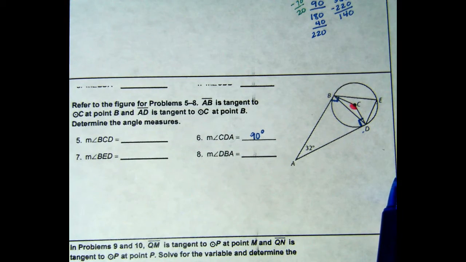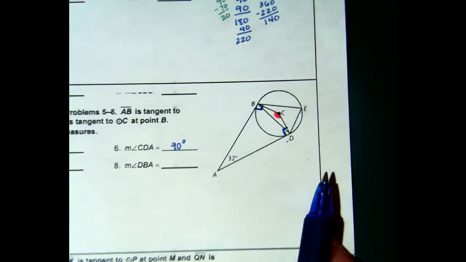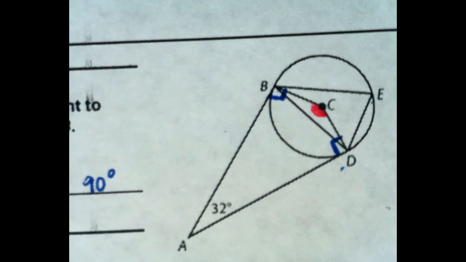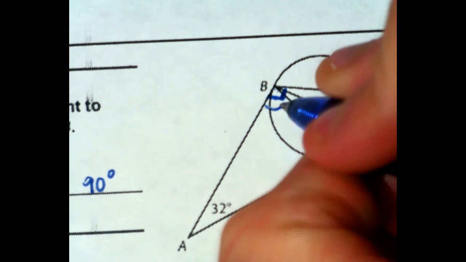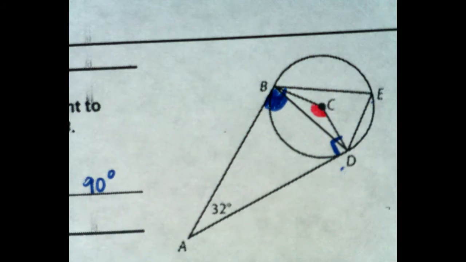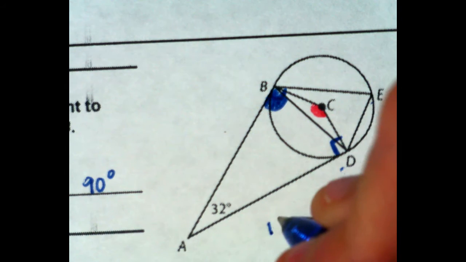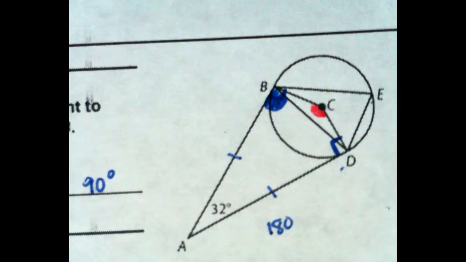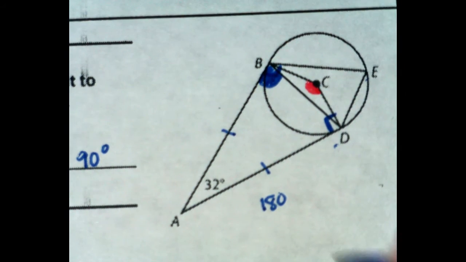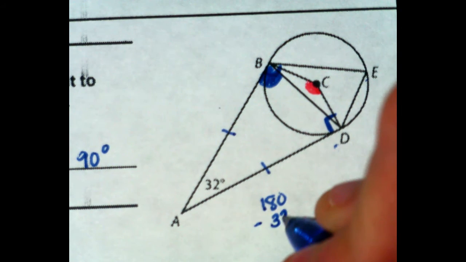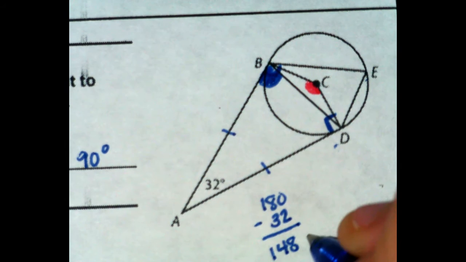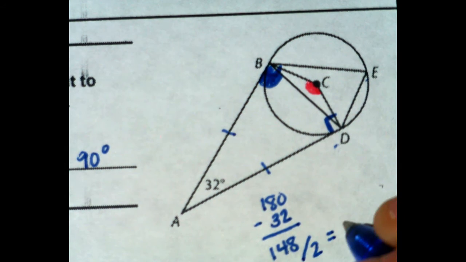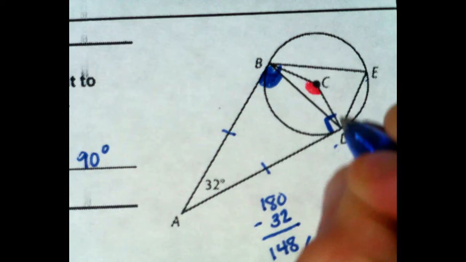How can I find that one? Okay. Let me see. DBA. This one right here. Since it's isosceles, we'll get the theorem for why it's isosceles in a minute. 180 minus 32, what's that? And then we divide it by 2 and get, so BDA is 74 degrees.